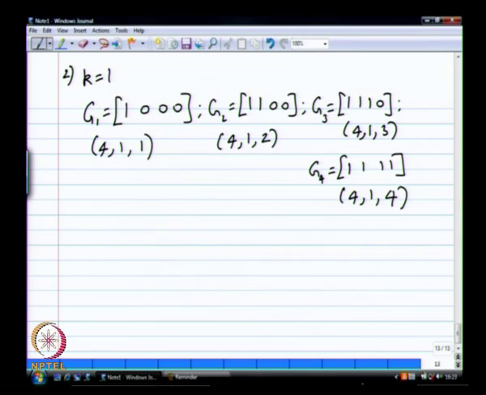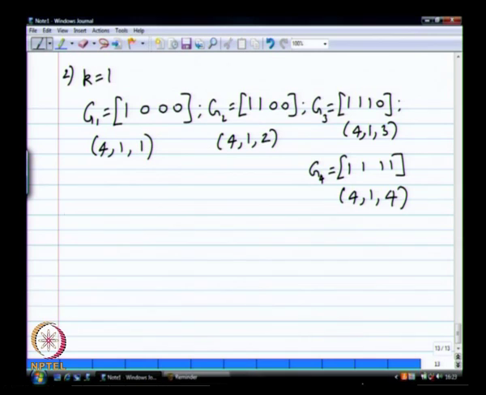So among these 4, which is the best code? I never told you that having a large minimum distance is good, but looks like you have assumed it, and it seems like a good assumption. So maybe 4 1 4 is the best code among these 4.